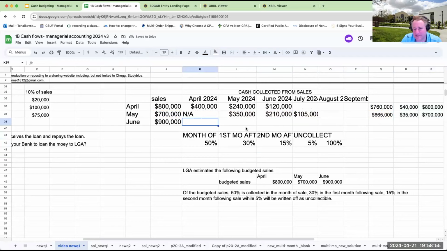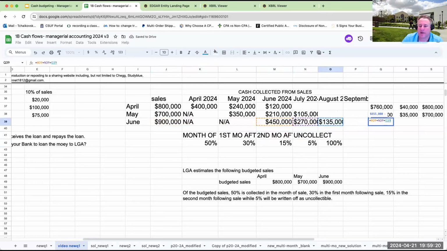Okay, now let's go to the next month for June. How much do we collect from June sales in April? That's going to be a big not applicable. How about June sales in May? That's also going to be a big not applicable. But over here, we've got 500,000 times 50%. For July, we would have collected 900,000 times 30%. And for August, we would have collected 900,000 times 15%. If I add up these three amounts, I would get 855,000. If I take 900,000 multiplied by 0.05, or the amount we don't collect, I got this over here.